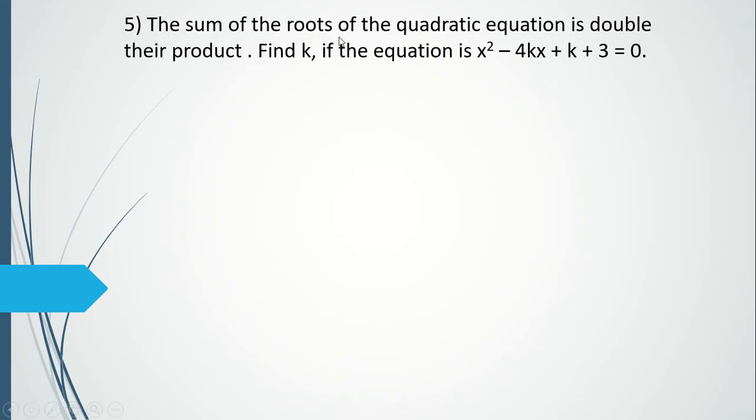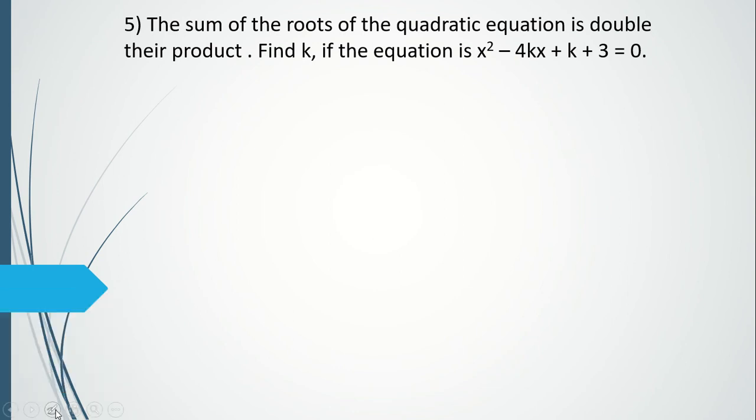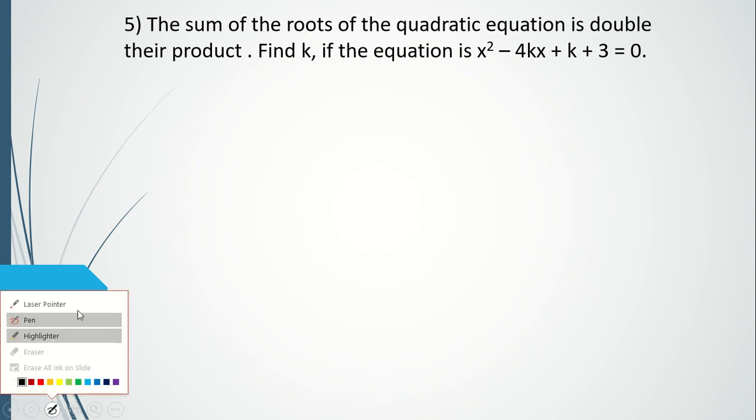The sum of the roots of the quadratic equation is double their product. Find k if the equation is x square minus 4kx plus k plus 3 is equal to 0. Now whenever there is a word problem, whatever is given in the question, first just note it down so that is going to help us.